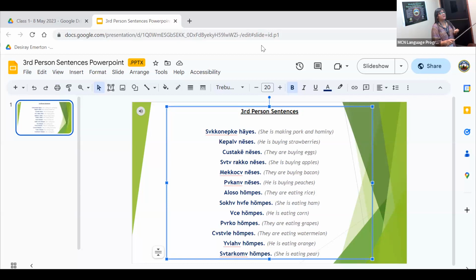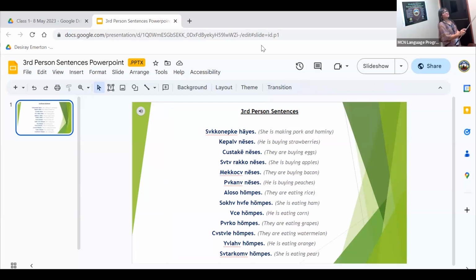Aloso hombres. They are eating rice. Sokapapi hombres. She is eating ham. Aji hombres. He is eating corn. Puthko hombres. They are eating grapes. Justly hombres. They are eating watermelon. Yalaha hombres. He is eating an orange. Sadafgoma hombres. She is eating a pear.